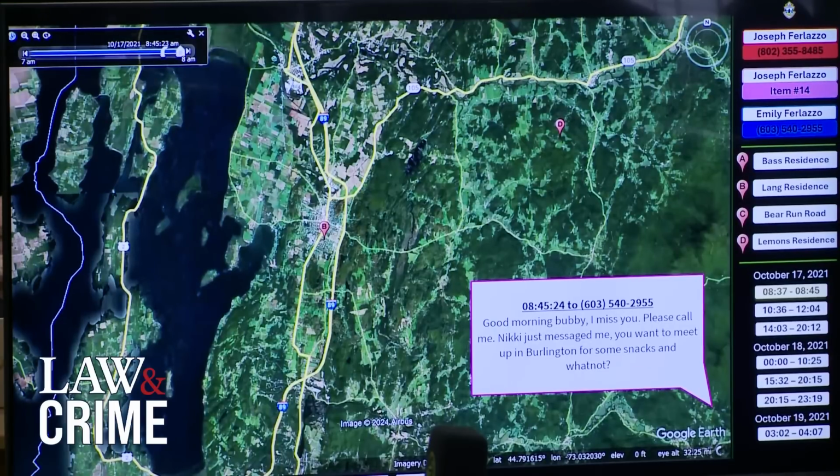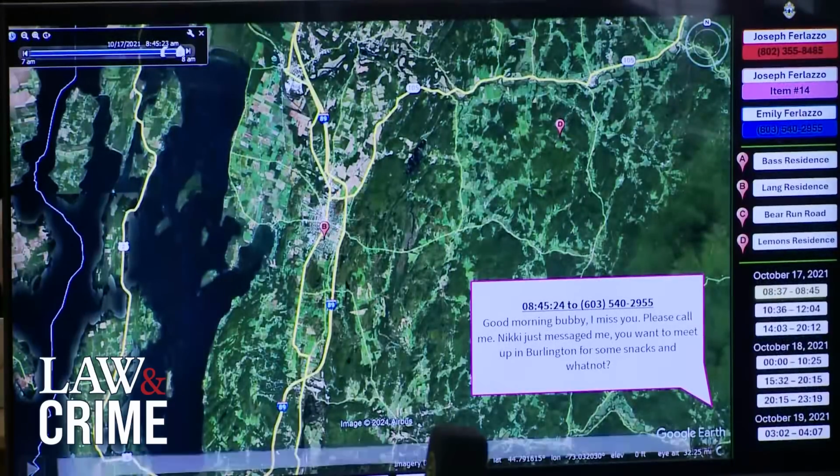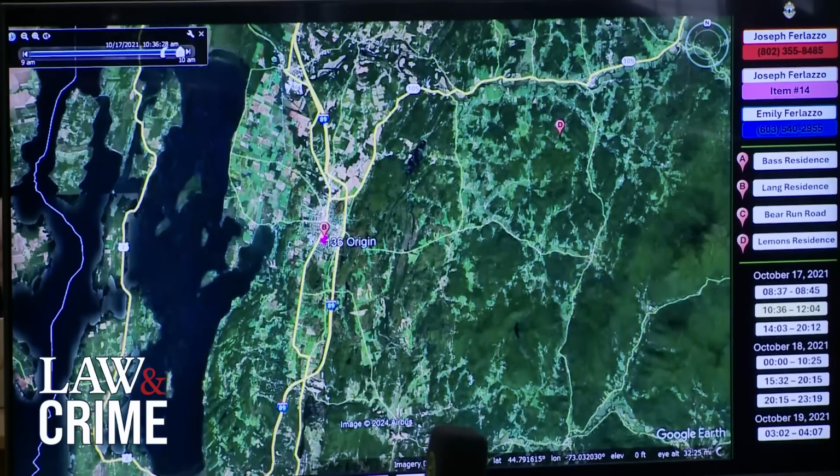Okay. And at some point, did the device start to move away from that area? Yes. What time did that occur? Around 10:36. Okay. So it looks like the next block of time is 10:36 to 12:04? Yes. So 10:36 a.m. until around noon on Sunday, October 17th. Yes. Okay. Tell the jury what happened with the device in that time.